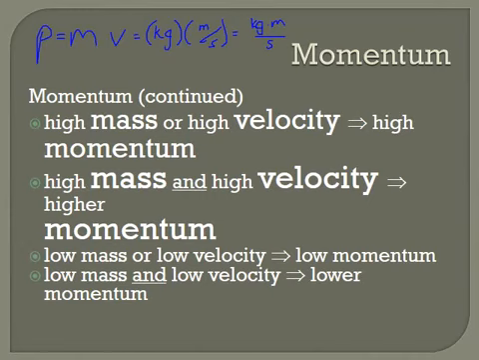So the question is, how could you have a large momentum? Well, you can have a large momentum if either your m or your v, or perhaps both, are large. So for example, a jet would have a huge momentum. Why? Because it's got a huge mass and it's typically going at a very high velocity. On the other extreme, you could think about a mosquito. A mosquito has a very small momentum. Why? Tiny mass, tiny velocity.